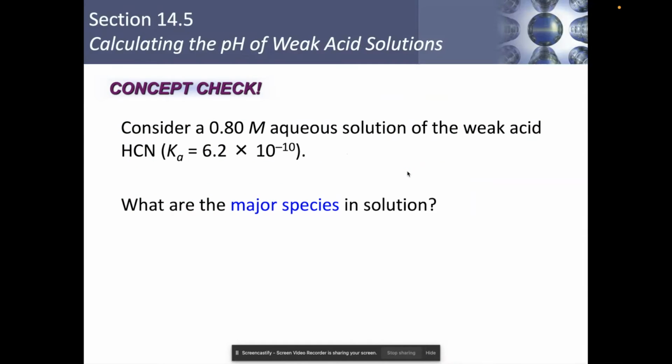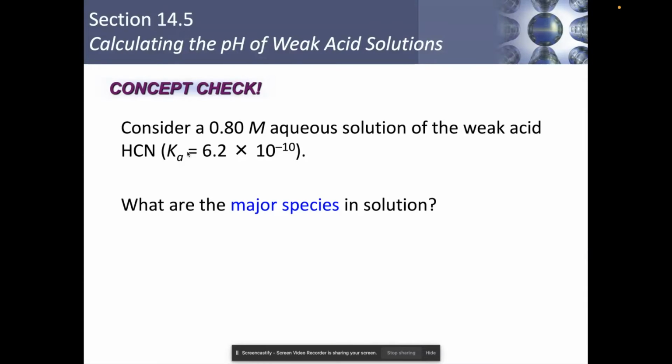Let's do one. And this is why, like I said, we're going to have to split this into 3 videos. So how would we solve this problem? We have a weak acid. We have hydrogen cyanide here. We know that the concentration is 0.80 moles per liter. We know the Ka. Let's go through all of the steps and figure out exactly what's going on.